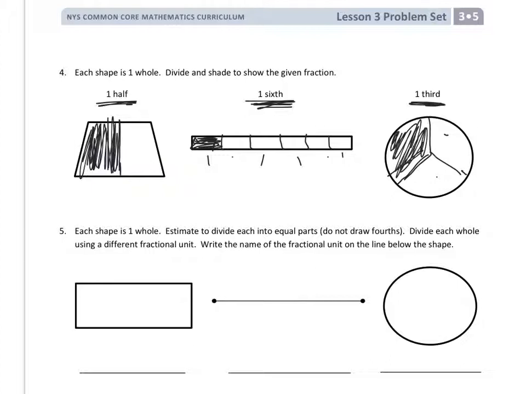Now on the next one, it says each shape is one whole. Estimate to divide each into equal parts. Do not draw fourths. Divide each whole using a different fractional unit. Write the name of the fractional unit on a line below the shape. Okay.